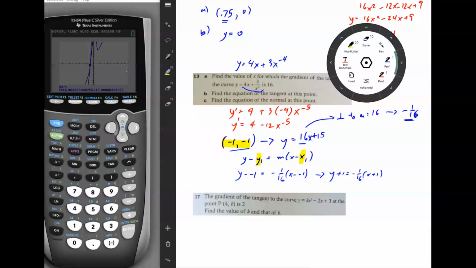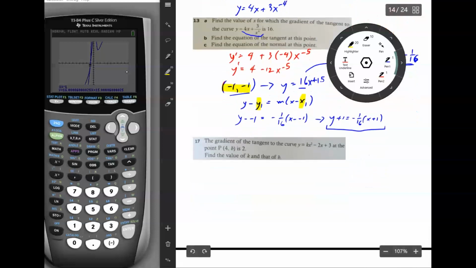If they say it needs to be in standard form or slope-intercept form, then you would need to do algebra on it, expand it, combine like terms, etc. But they didn't ask for that, so there's the normal line right there. Okay? That is part C.